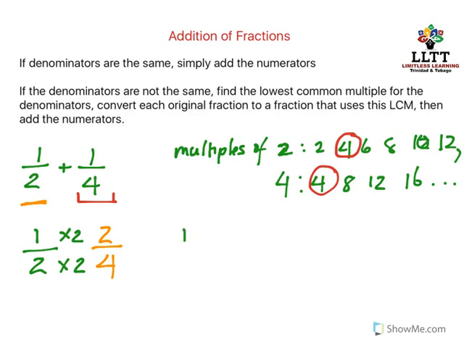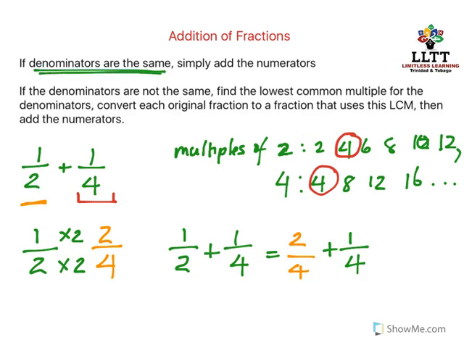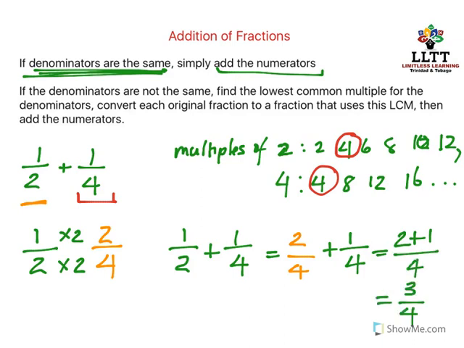So my original question, which was 1/2 plus 1/4, is now the same thing as 1/2 is 2 over 4, and 1/4 is already in terms of 4 in the denominator. So now I'm back to my first rule where my denominators are now the same. It's 4. So I can simply add the numerators. So this becomes 2 plus 1 over 4, and 2 plus 1 is 3. That's 3 over 4.